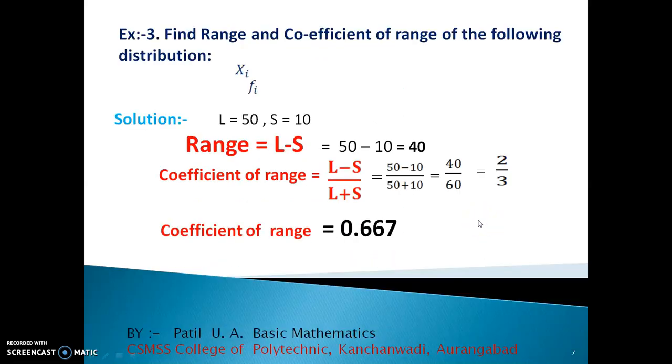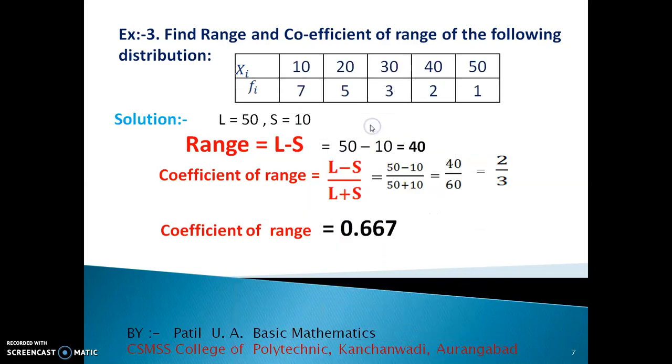Now the third example: find the range and coefficient of range of the following distribution. Xi is 10, 20, 30, 40, 50. Fi is 7, 5, 3, 2, 1. Solution: L equals 50 and S equals 10. L means the largest value, S means the smallest value. Students, here two columns of data are given: the Xi column with values 10, 20, 30, 40, 50, and the Fi column 7, 5, 3, 2, 1.